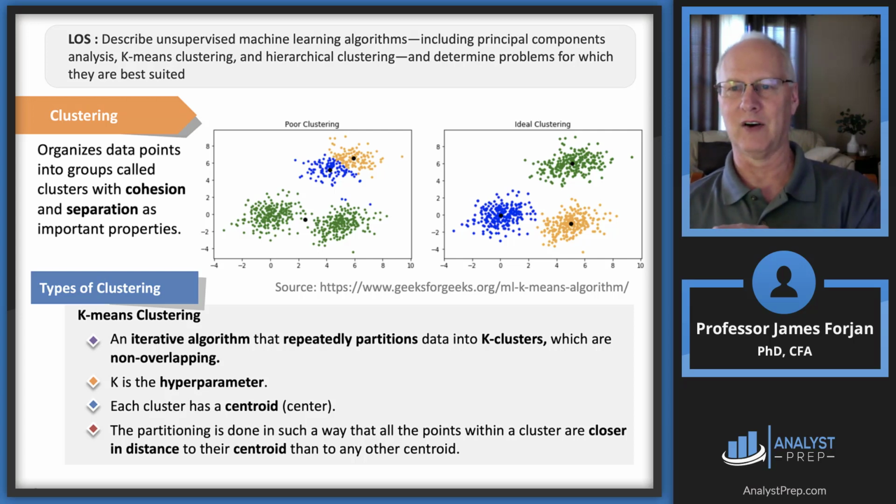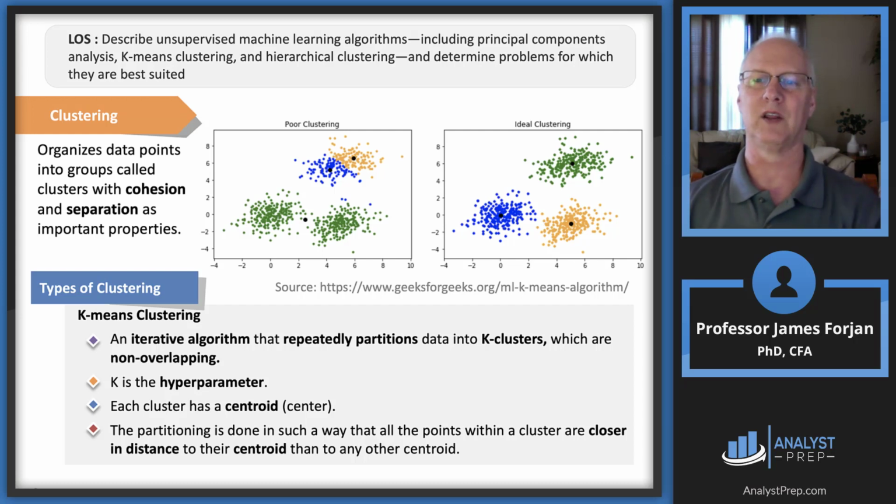Look at the orange. Some of those orange, boy, they could squeak over into the blue. But if we're minimizing that distance, then the algorithm will say, no, that outlier is definitely an orange, and this outlier is definitely a blue.